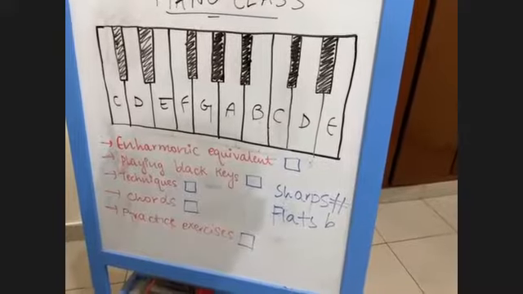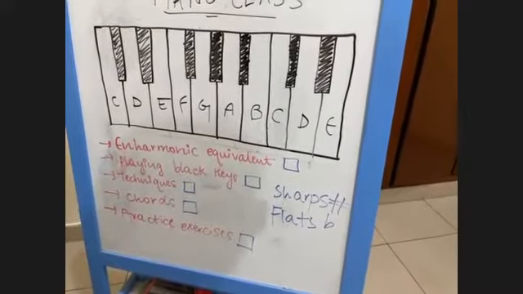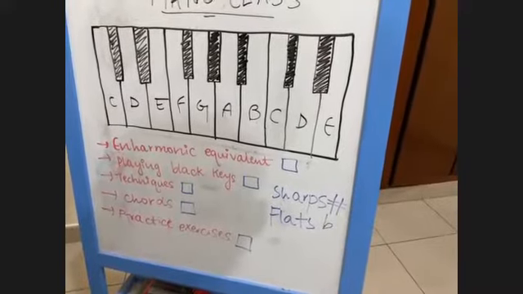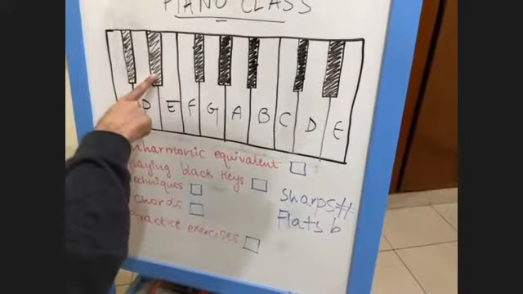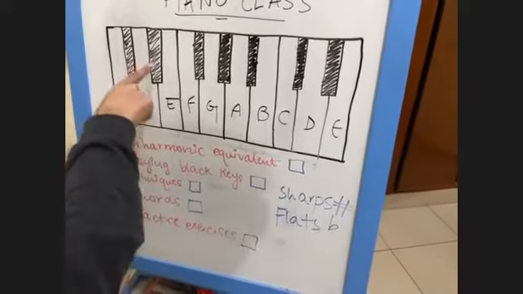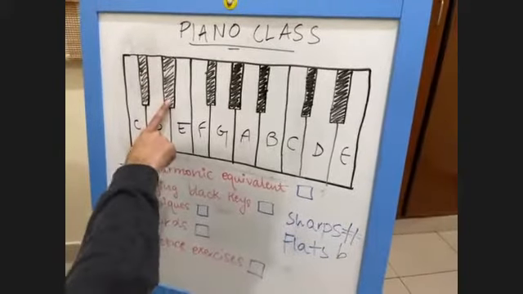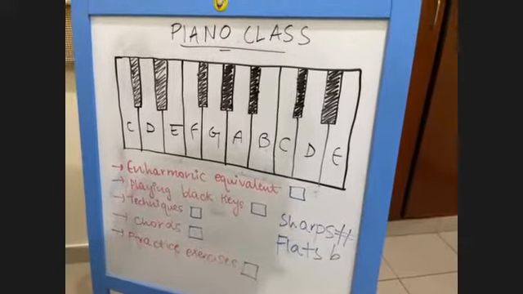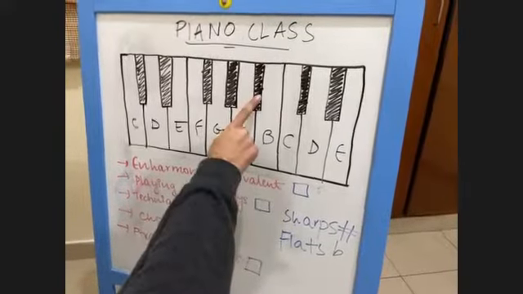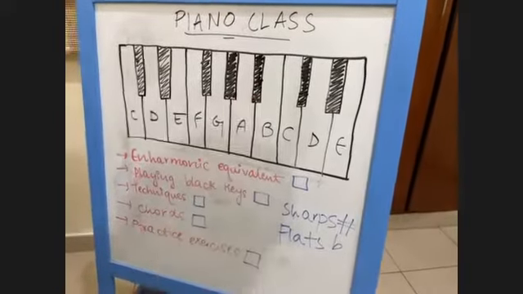If I ask you what is the enharmonic equivalent of E flat, then your answer should be D sharp, because this is E flat, and the other name for E flat is D sharp. So the enharmonic equivalent of E flat will be D sharp. Similarly, the enharmonic equivalent of B flat will be A sharp.